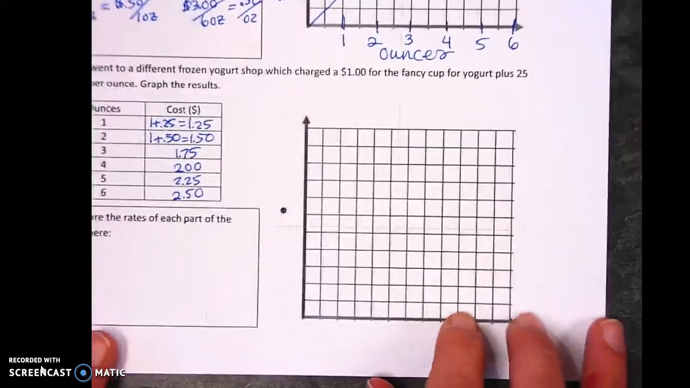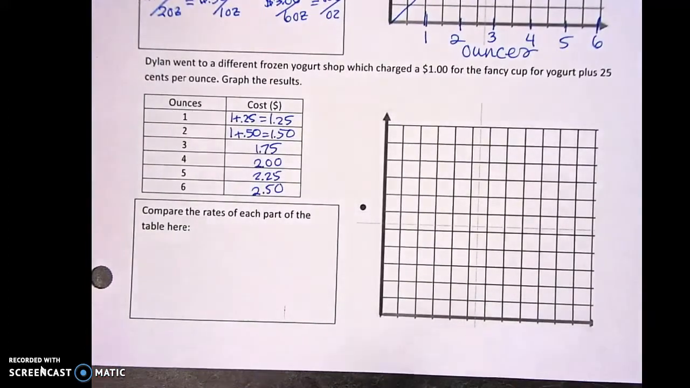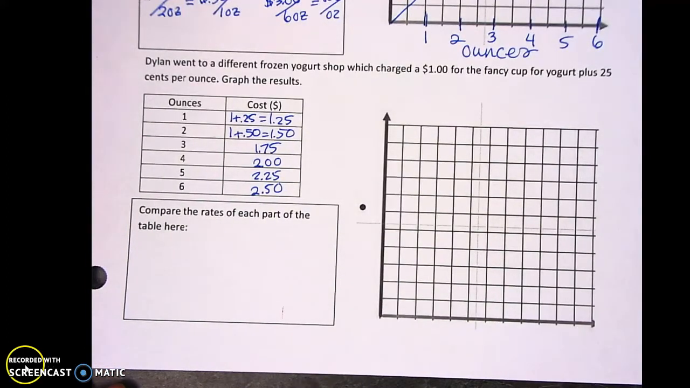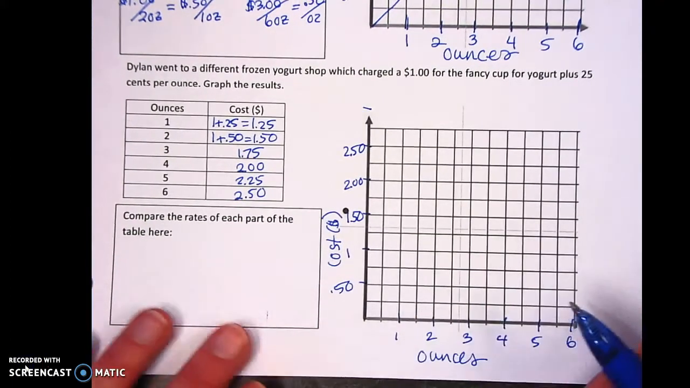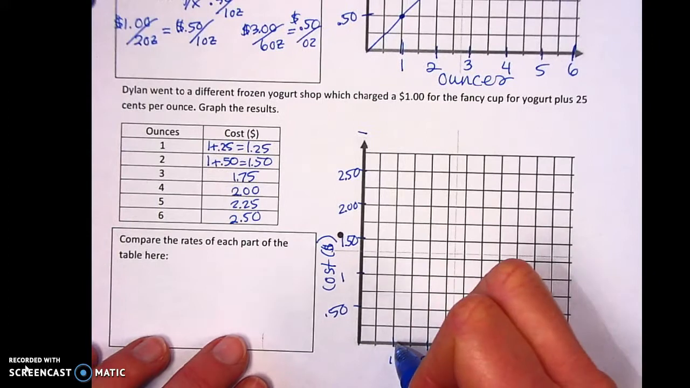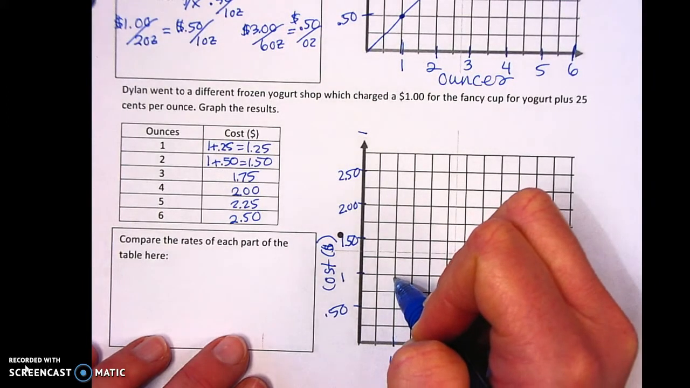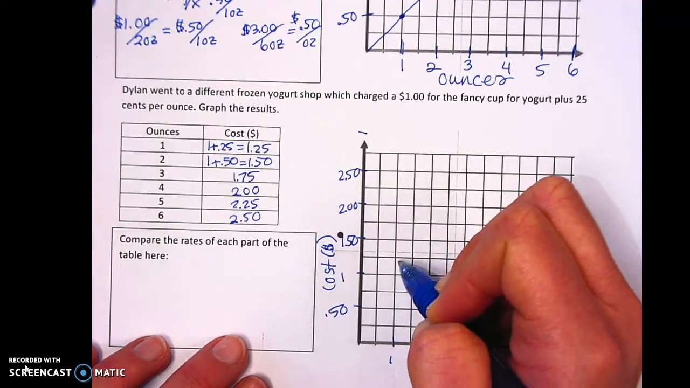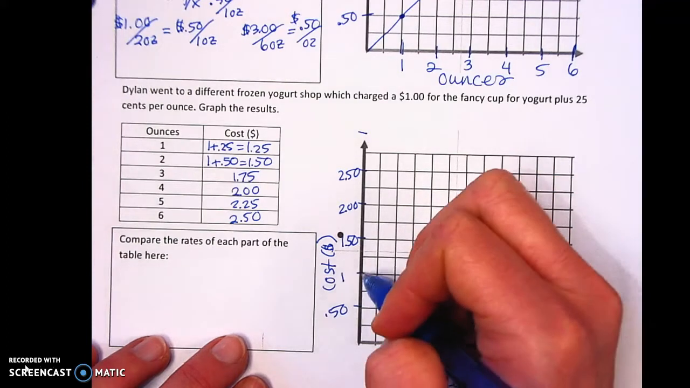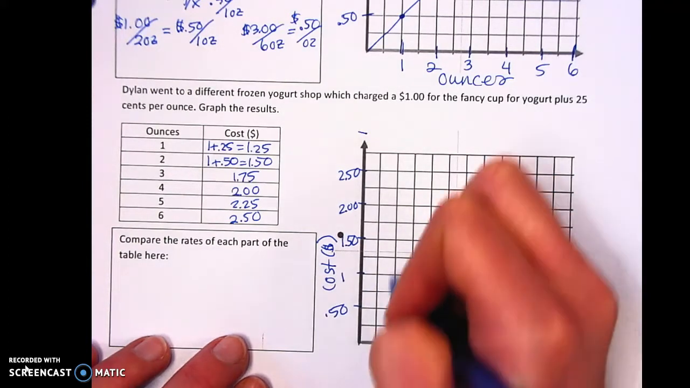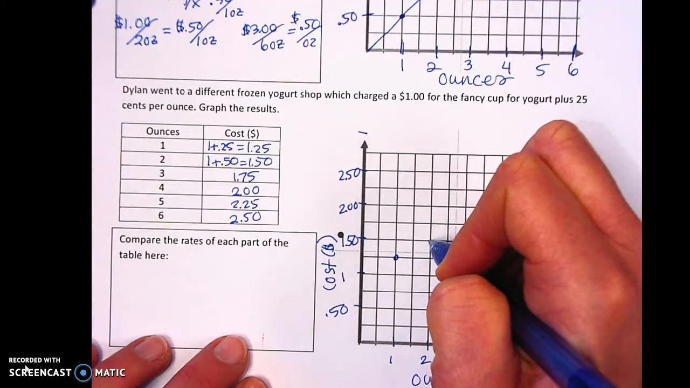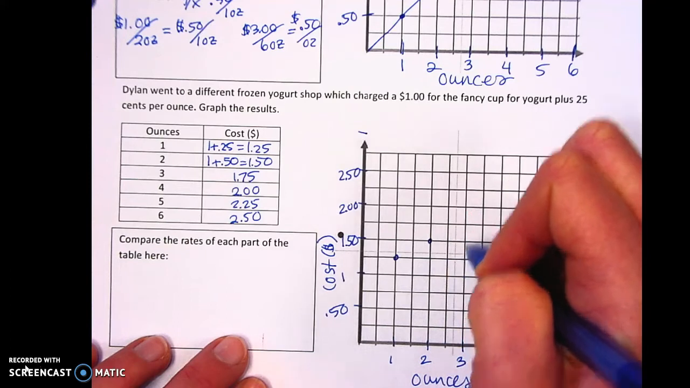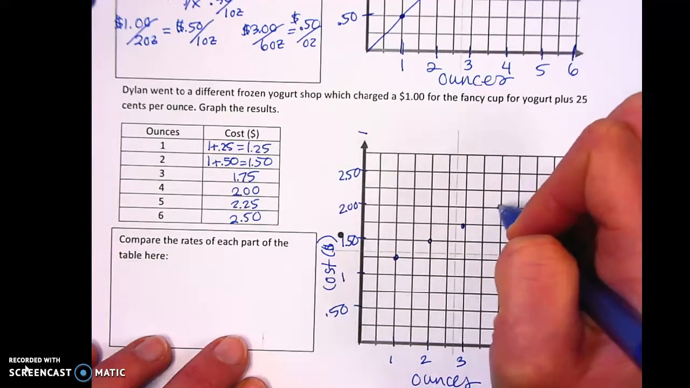Take a moment. You might want to pause the video. I'm going to pause the video while I label my graph the same way as the other one. You do the same. Once your graph is labeled, go ahead and plot those points. 1 ounce is $1.25. So again, having done this the same as the previous graph, every box represents 25 cents. 2 ounces is $1.50. I'm going to keep adding on 25 cents.